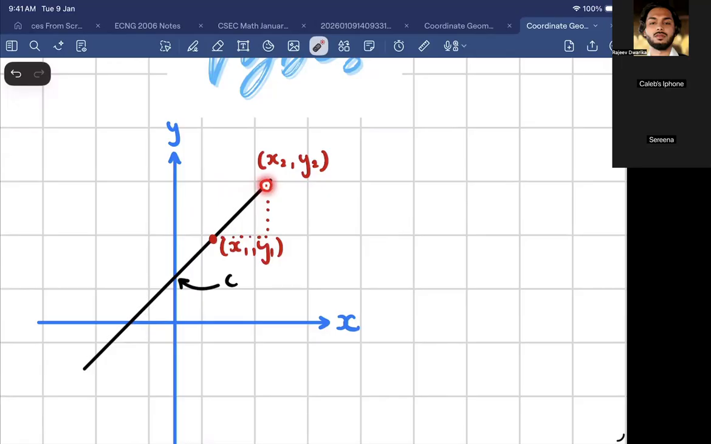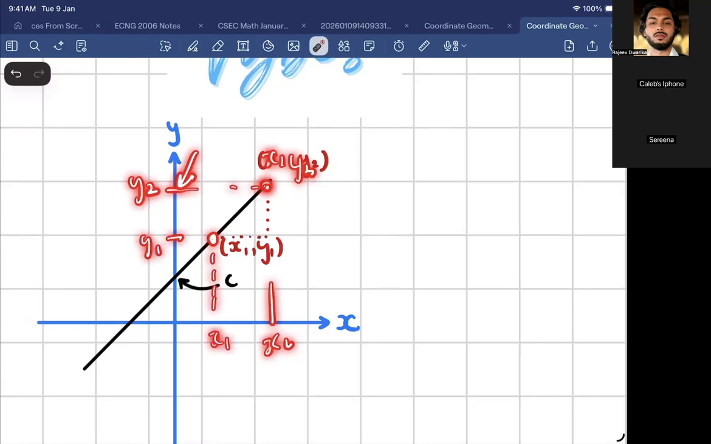Now, if this is x2, comma y2, this would be x2, and this would be y2. If this is x1, y1, this would be x1, and this would be y1. So when you find this, you're really finding for what? Let me help you out. That'll be y2 minus y1, because you're finding the space in the middle. So that'll just be y2 minus y1.